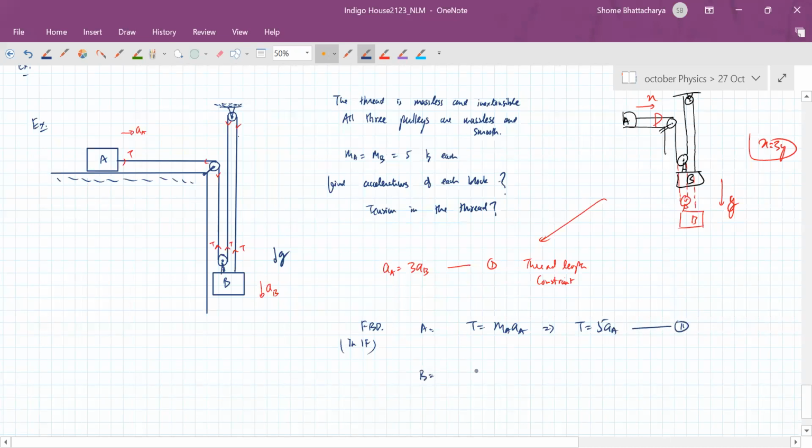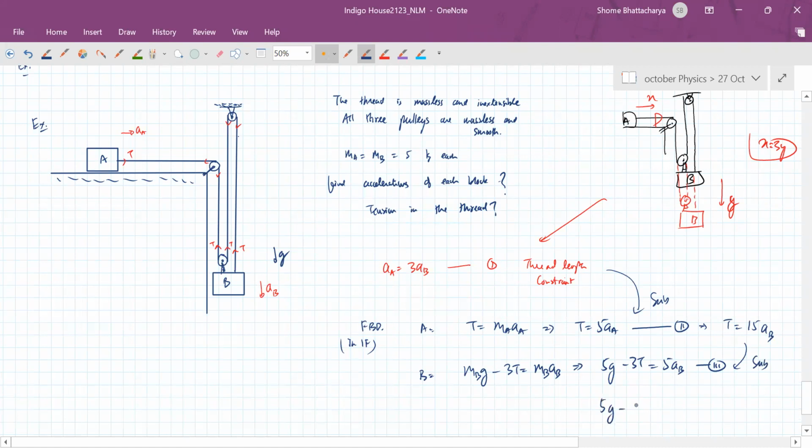And from B's free body diagram, you can see weight of B minus 3T is mass into acceleration. So 5G minus 3T is equal to 5 times acceleration of B. So that's our third equation. Okay. Now we can substitute acceleration of A as 3 times acceleration of B here. So this becomes T is equal to 15 AB. And then substitute that here.